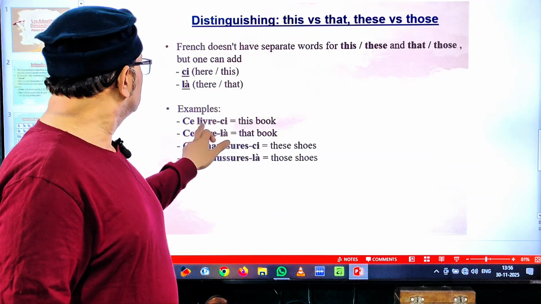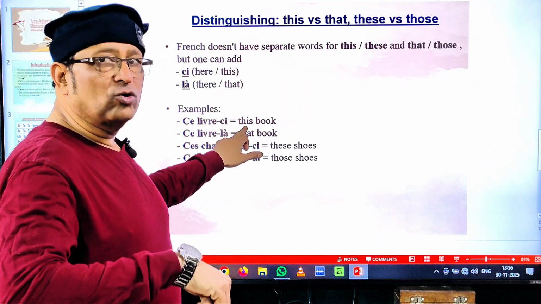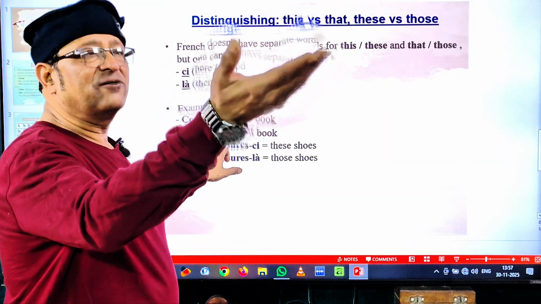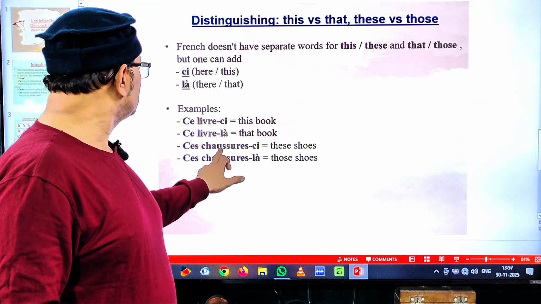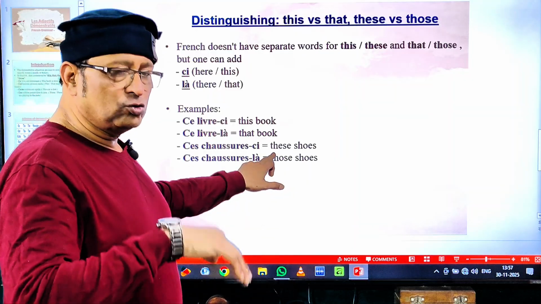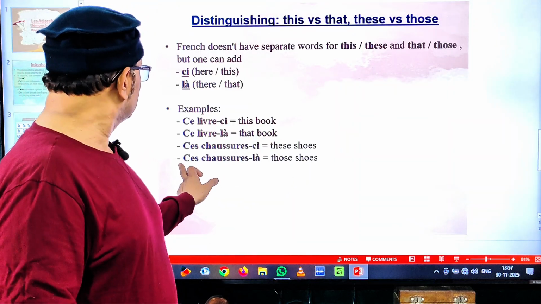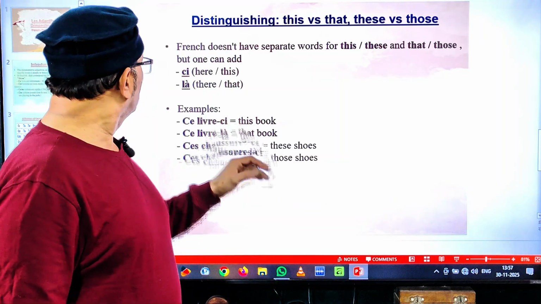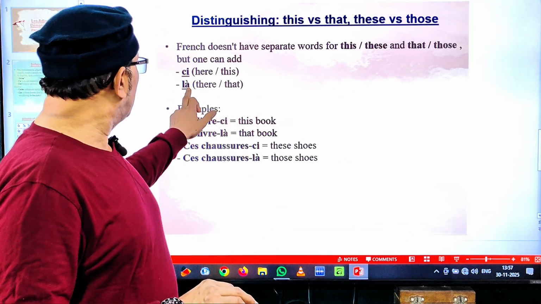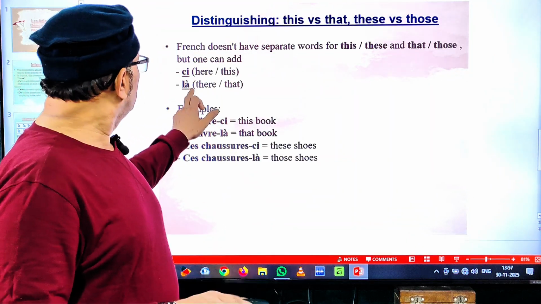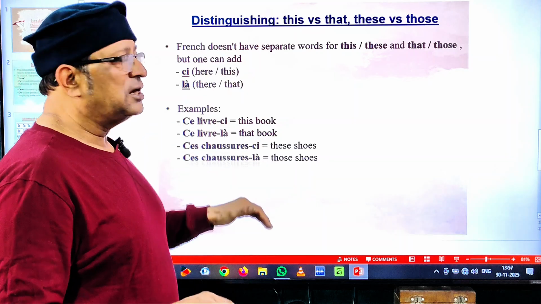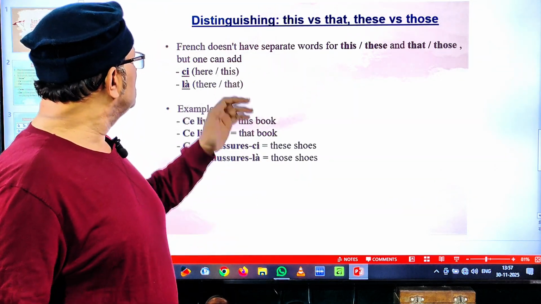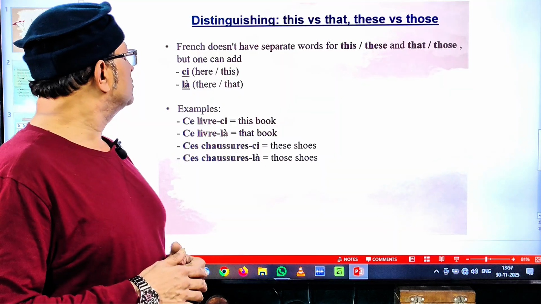Here if you can see, ce livre-ci, this book. Here, ce livre-là, that book, far away. The same way, ces chaussures-ci, these shoes, here I have, and ces chaussures-là, those shoes, far away. So we add ci and là to indicate near and far. So these are demonstrative adjectives.